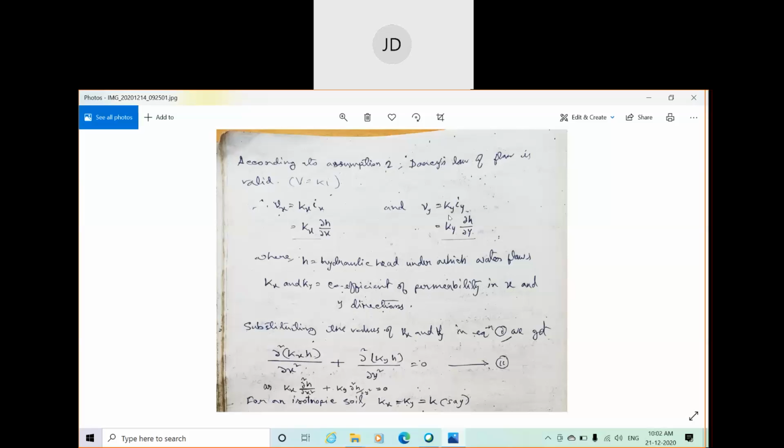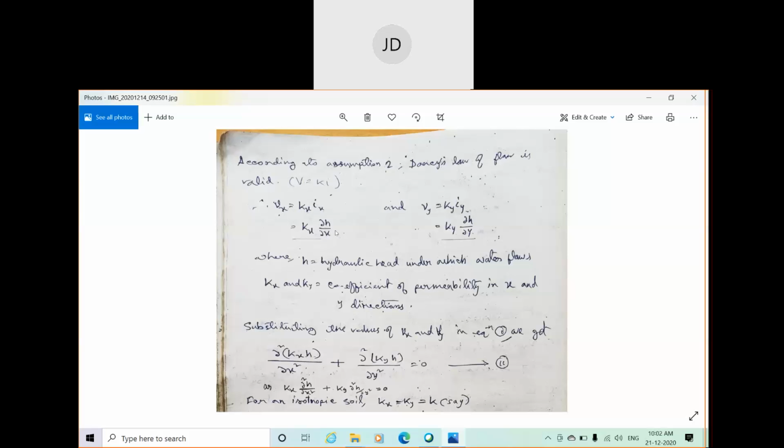And I is what? I represent hydraulic gradient. Ix and Iy are the hydraulic gradient in x direction and y direction respectively. And hydraulic gradient can be written as H by L. H means your pressure difference or head difference, divided by L. L is the length traveled by the water.